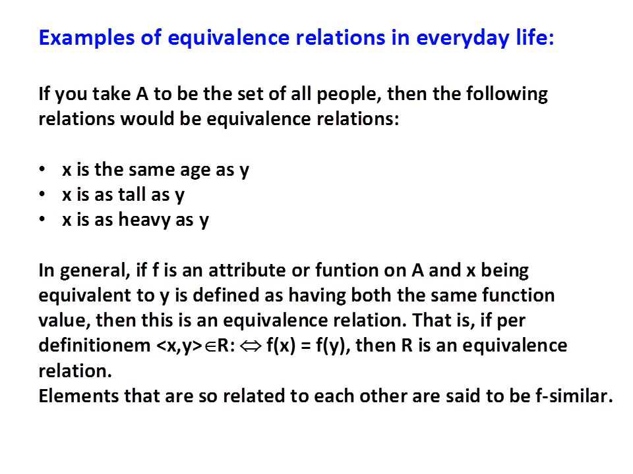In general, if there is an attribute or function f on A, and x being equivalent to y is defined as having the same function value, then this is an equivalence relation. That is, if per definitionem (x, y) is an element of R if and only if f(x) is equal to f(y), then R is an equivalence relation. Elements that are so related to each other are said to be f-similar.